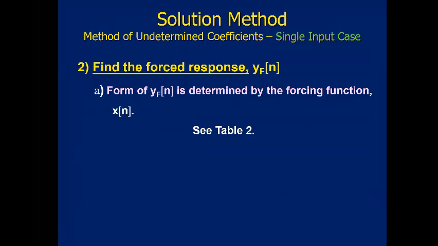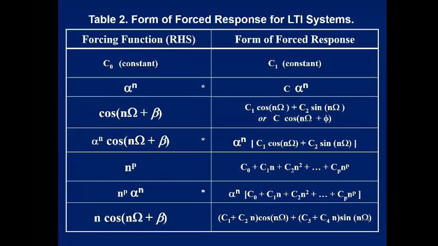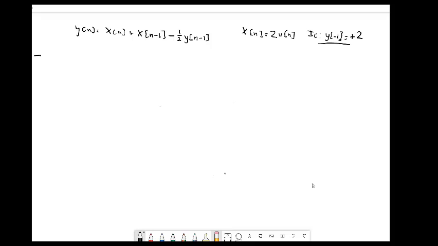And the form of the forced response comes from the form of the forcing function using our table, again, another table that says, depending on what flavor, what shape of input we're applying, we get a similar shape with different coefficients in the forced response. Well, let's take a look at what we have. Let's take a look at our form of our difference equation. We're going to be working on our zero state response. But first we have to start with this single input case.